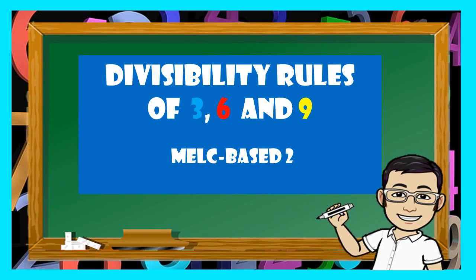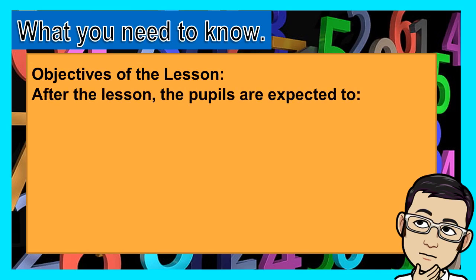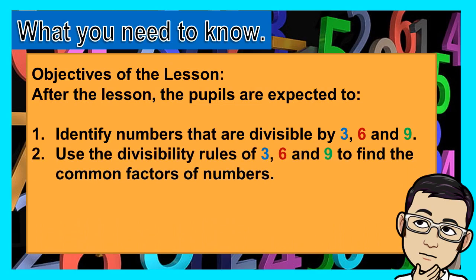Our lesson for today is about divisibility rules of 3, 6, and 9. What are the things you need to know in this lesson? Objectives of the lesson. After the lesson, the pupils are expected to: number 1, identify numbers that are divisible by 3, 6, and 9. Number 2, use the divisibility rules of 3, 6, and 9 to find the common factors of numbers.